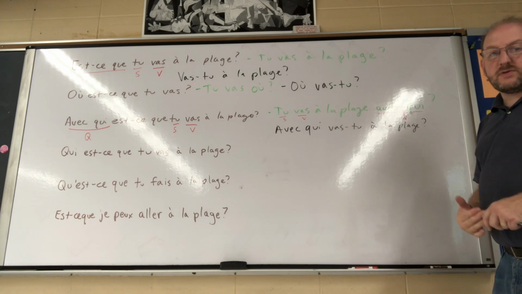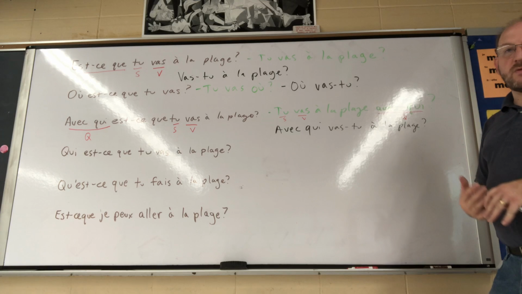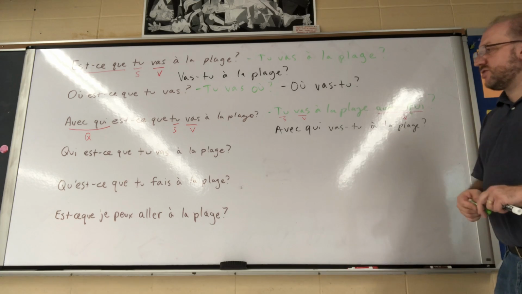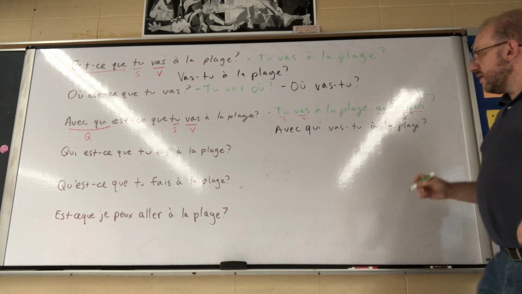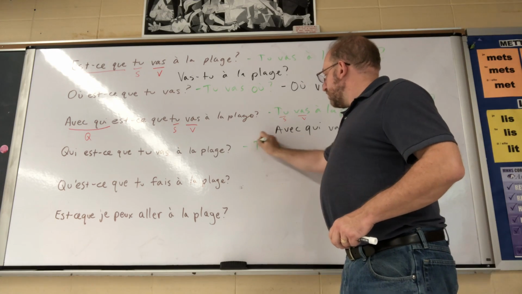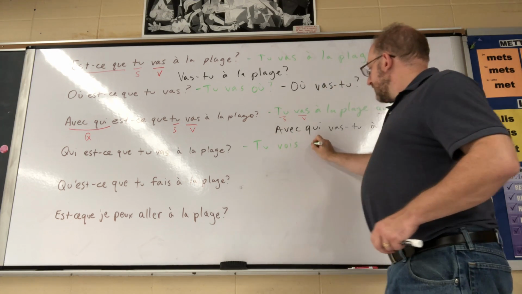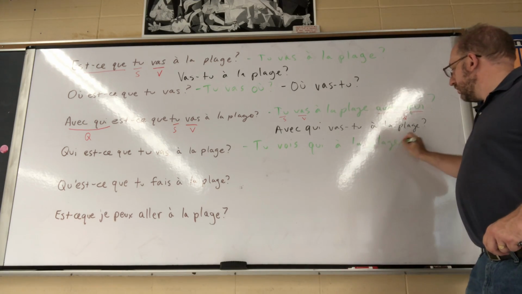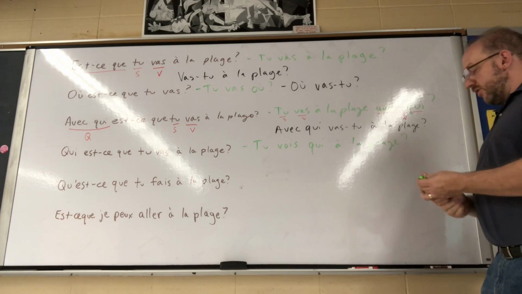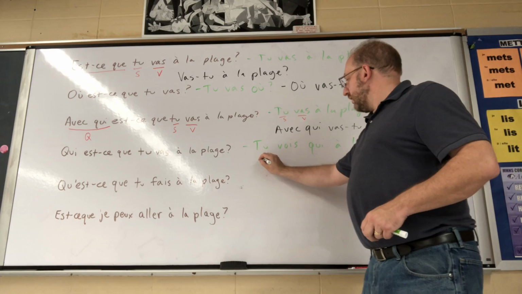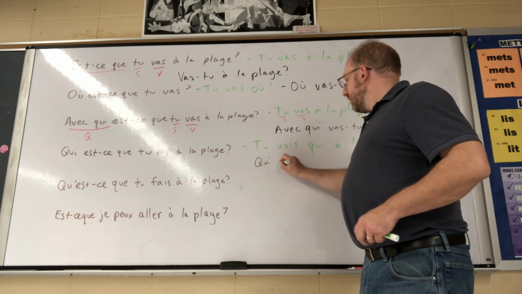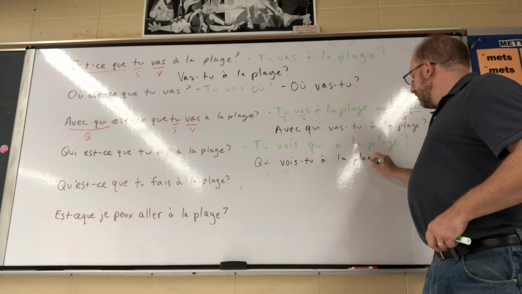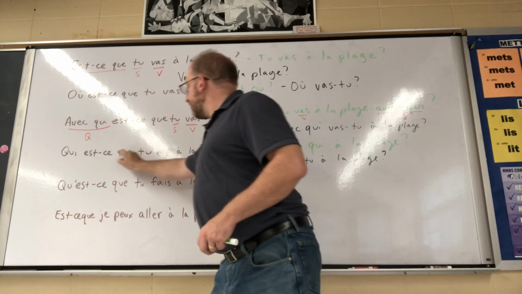Next example, I'm going to go through these, write them down, think about them. If you have questions, follow up with a question by email or by comment. Next one, qui est-ce que tu vois à la plage? Who do you see at the beach? Familiar, tu vois, our subject, qui à la plage? But in our inverted form, we keep the question word at the beginning. Qui vois-tu à la plage? Now notice that in both cases, the est-ce que has disappeared.